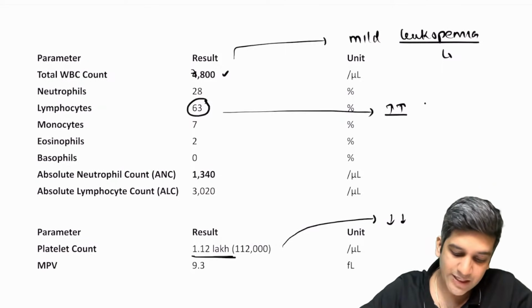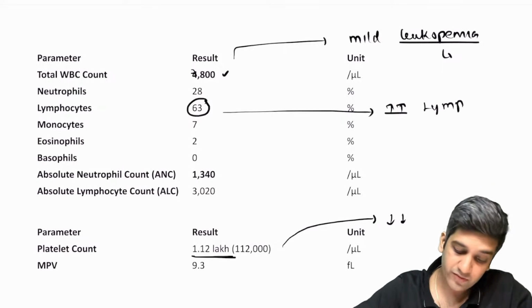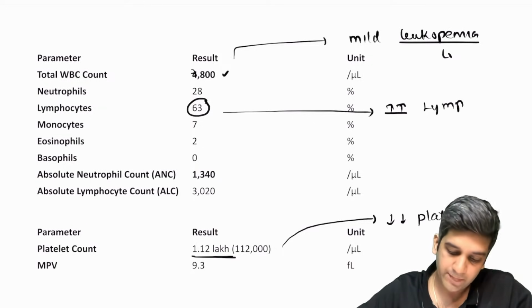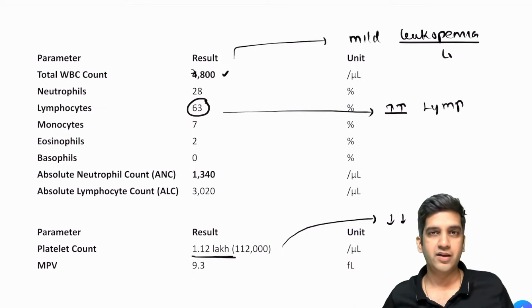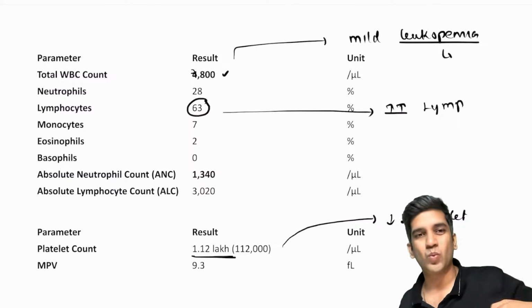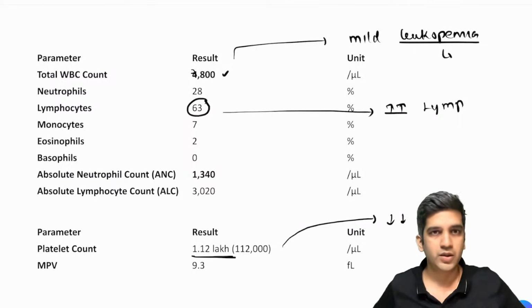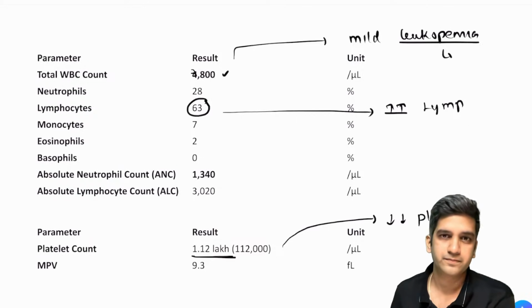So I have a mild leukopenia. I have an elevated lymphocytic count. I have reduced platelets. Fine. Okay. If I ask you what viral infection, what will you say? What viral infection? What will you say?